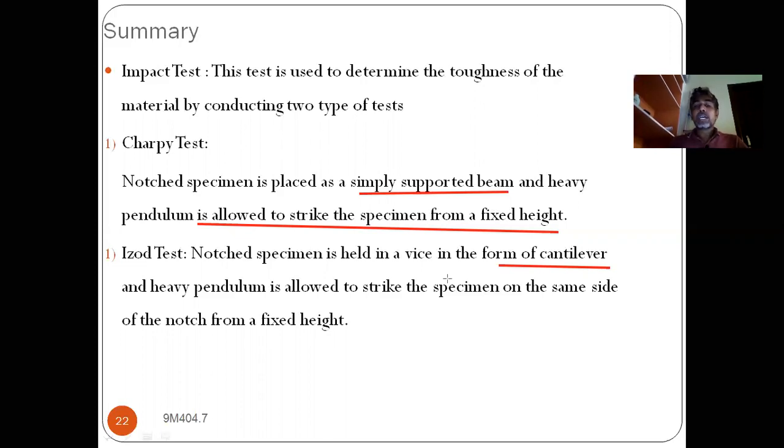But in the Charpy test, it is different. In the Charpy test, you are placing the specimen as a simply supported beam, and the load is applied on the other side of the notch that is provided. So that is the difference between Charpy test and Izod test.